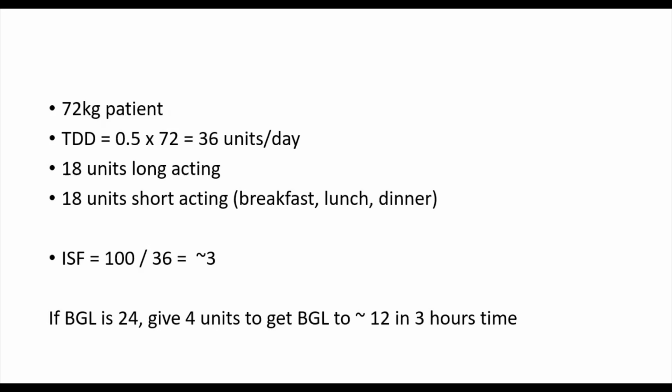To distinguish the dawn phenomenon from the Somogyi effect, you just have to do a blood glucose level in the early hours of the morning, say 3 a.m., where a relatively low blood glucose level would be in keeping with the Somogyi effect, whereas a relatively high blood glucose level would be in keeping with the dawn phenomenon.